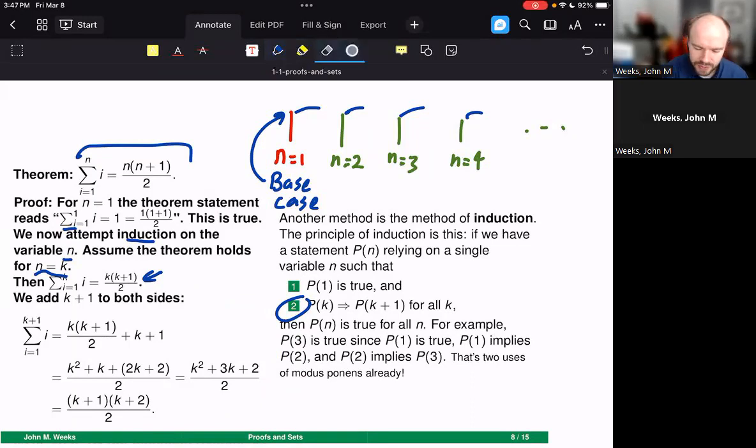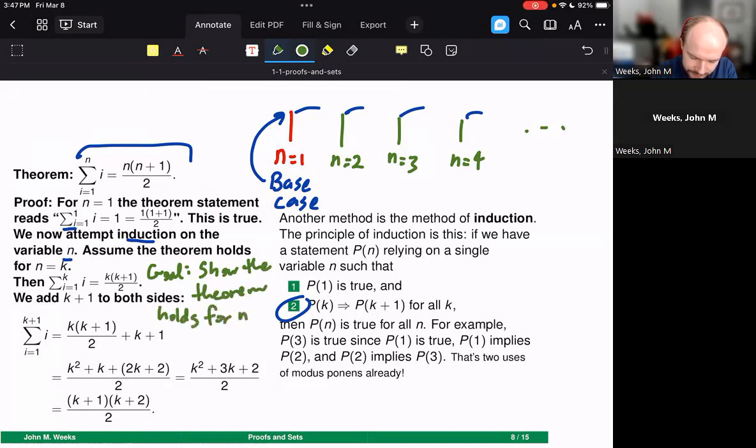So the way that this works for this particular example is that we need to find a way to connect the fact that this is true for the n equals k case to the n equals k plus 1 case. So that is the goal. The goal for this sort of thing is to use the fact that n equals k to show the theorem holds for n equals k plus 1. And once we've done that, we now have something that we can work with.